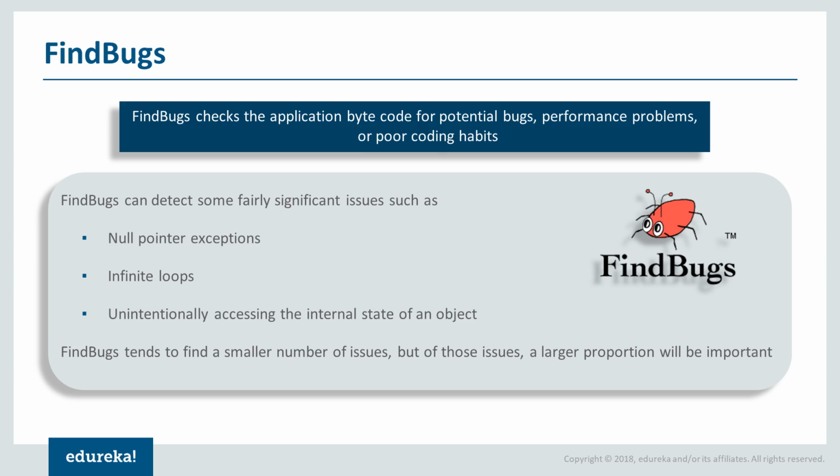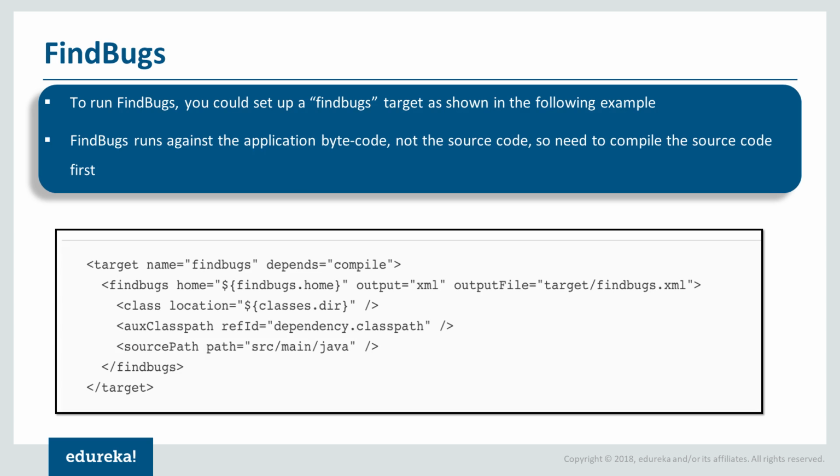So because of the limitations of working with bytecode or source code, each excels in their own area. Depending on how you want to do the analysis, whether on the source code or on the bytecode, you can choose the tool accordingly. Now, to run FindBugs, you could simply set up a FindBugs target as shown in the following example. And as we have seen, FindBugs runs against the application bytecode, not the source code.